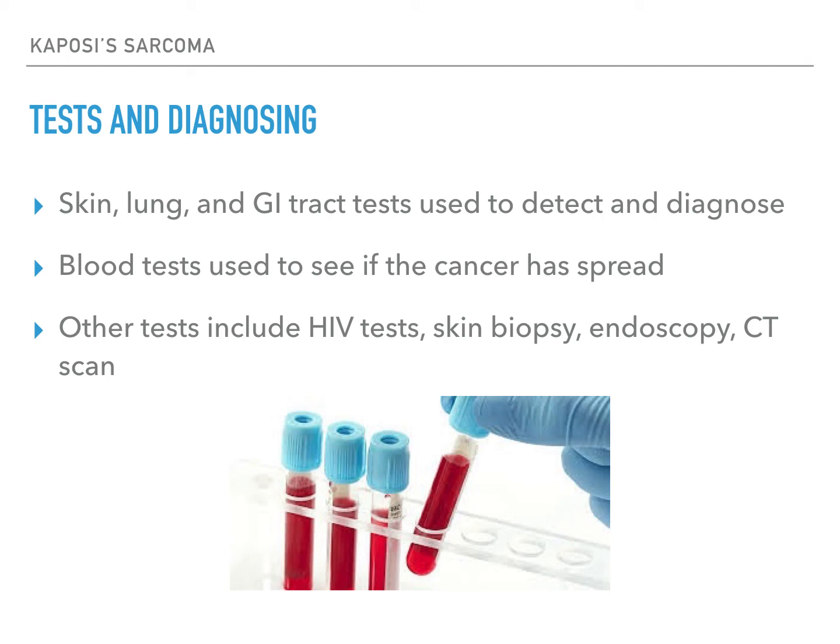Tests and diagnosing. Skin, lung, and GI tract tests are used to detect and diagnose KS. If KS is found in an individual, blood tests are then used to see if the cancer has spread. Other tests include HIV tests, skin biopsies, endoscopies, and CT scans.